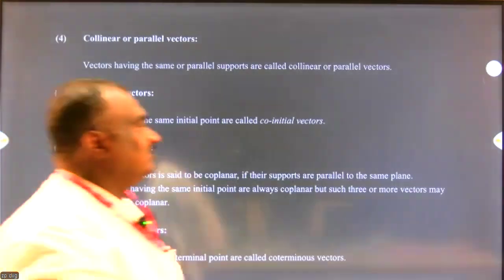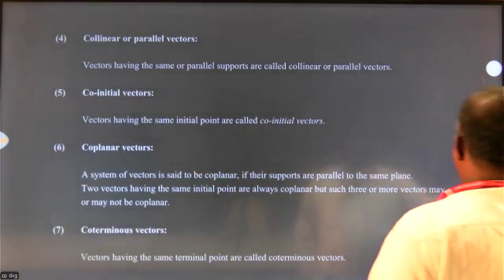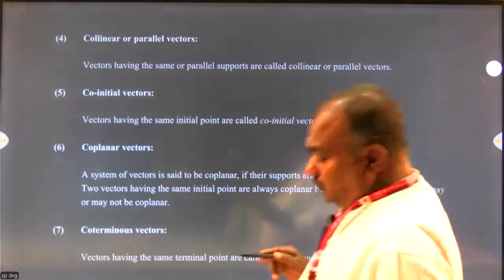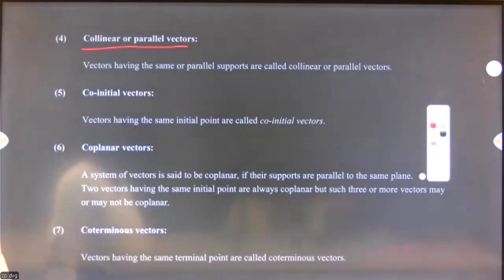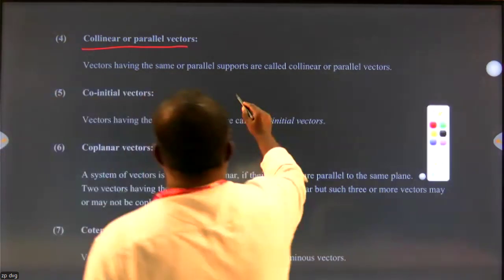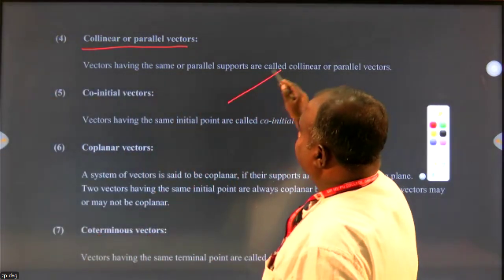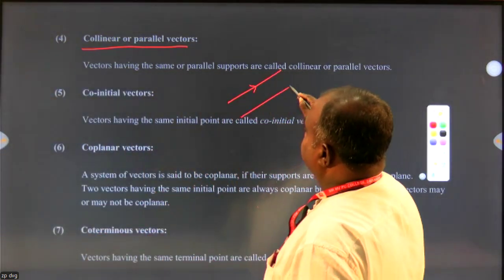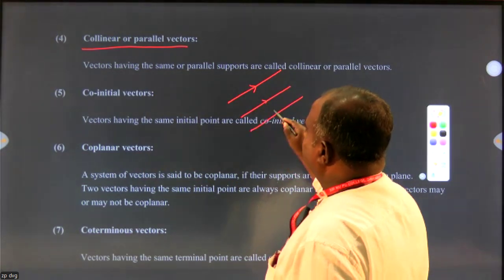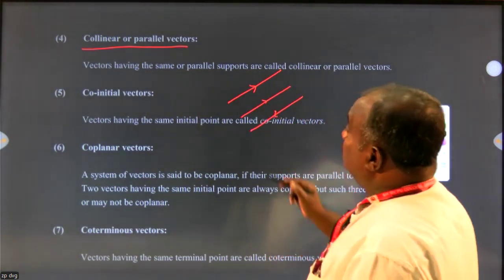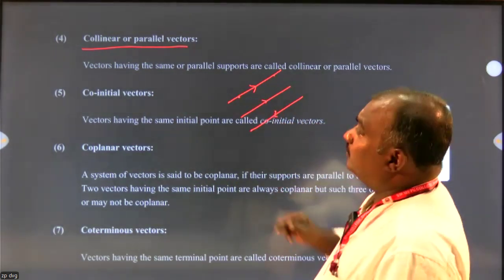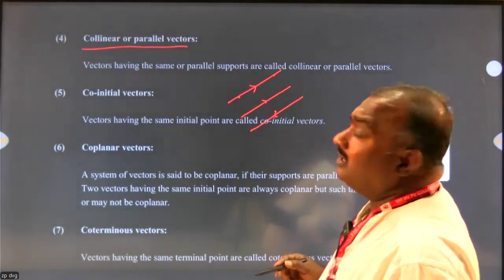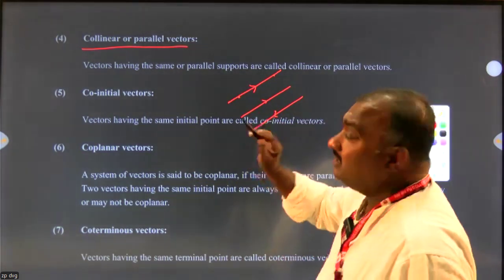Now, here some keywords will be there. They are going to be asked regularly. Remember that the keywords are collinear vectors or parallel vectors. How to identify the collinear vectors and parallel vectors? Remember that two vectors having the same direction or opposite direction, whatever it may be, but they should be parallel to the same support. They are called collinear or parallel vectors, irrespective of the magnitude.